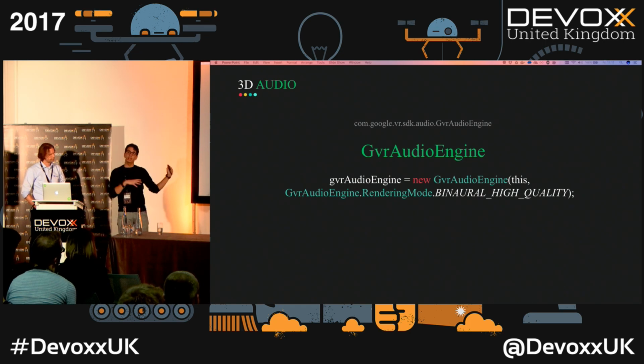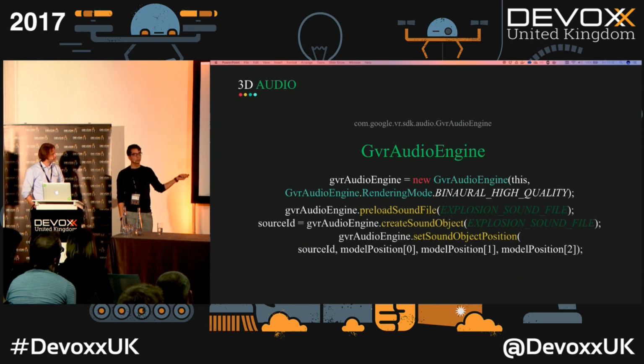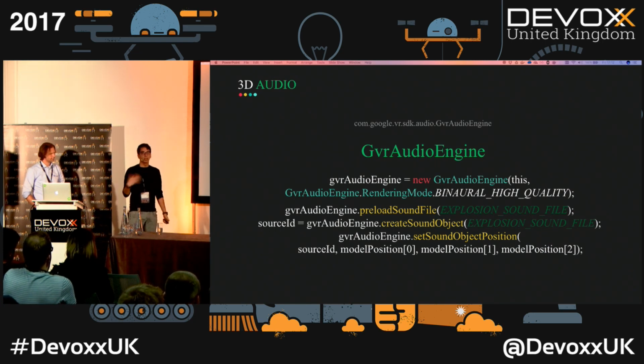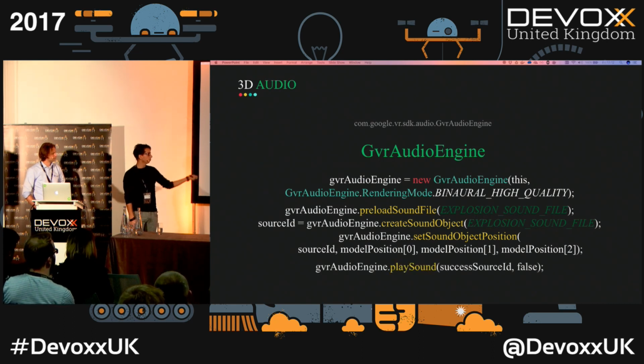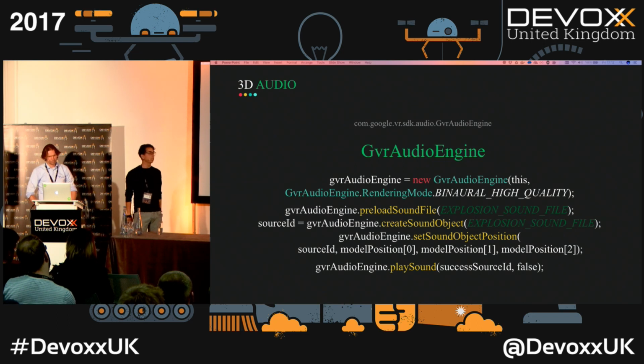And this is probably the easiest thing you have to do in virtual reality in Java. You just need to create a GVR audio engine object with a nice high quality. Preload the sound, preferably in another thread, otherwise the main thread has to wait until the sound is loaded, and you don't want that. Create the sound object, and eventually play the sound. Oh, you can also set the sound object position to have a nice 3D sound effect and other kinds of stuff, like your stereo sound.